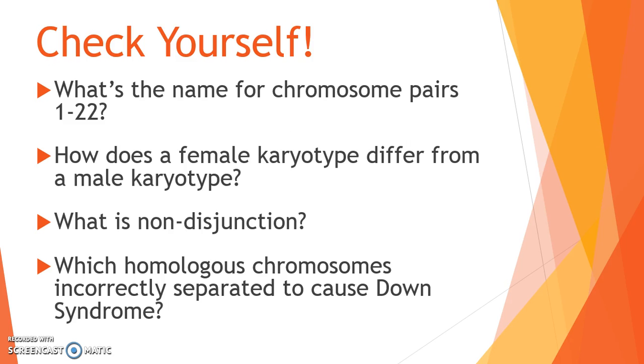Okay, then go ahead and answer these 4 questions. What's the name for chromosomes paired 1 through 22? How does a female karyotype differ from a male karyotype? What is non-disjunction, and which chromosomes incorrectly separated to cause Down syndrome?